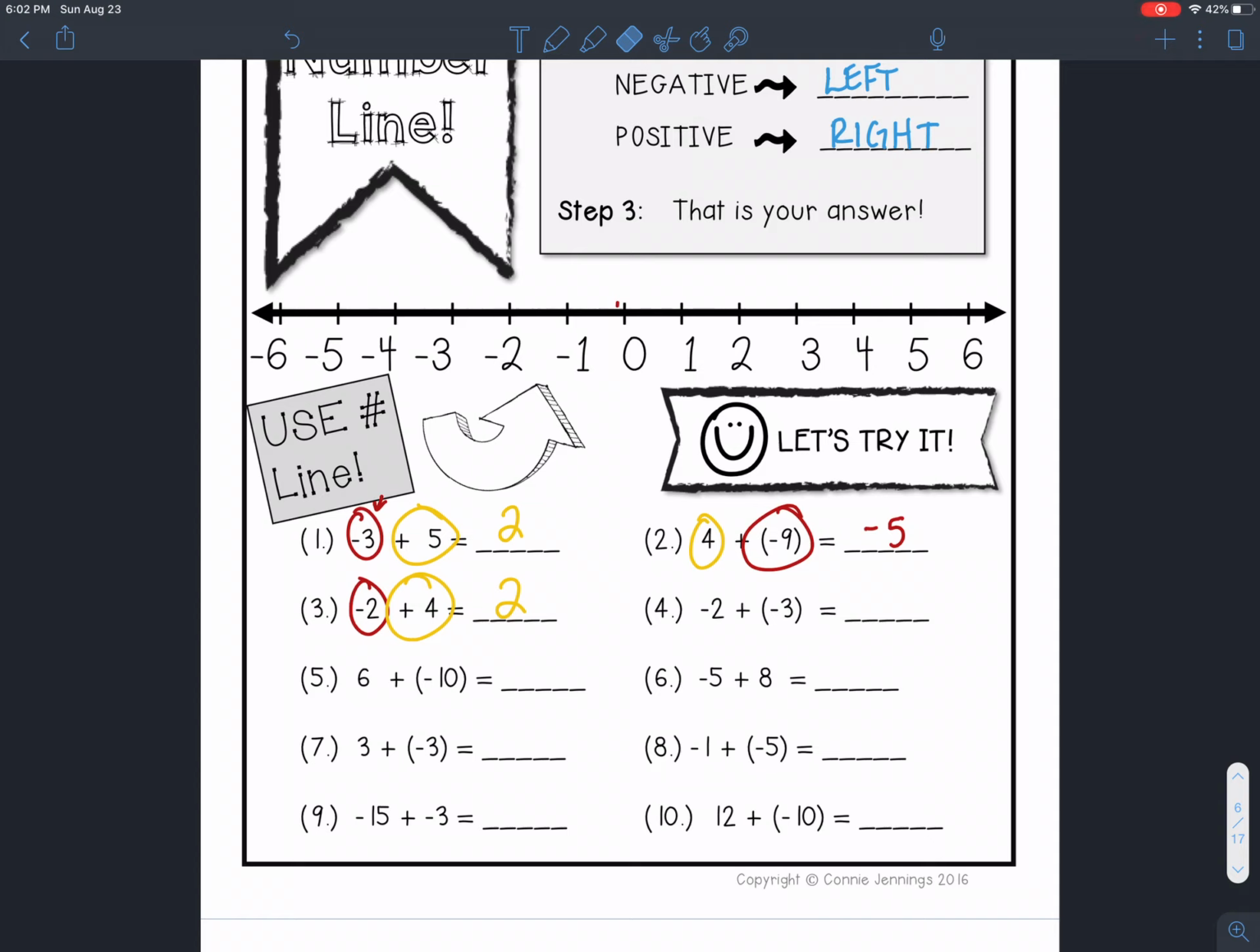Number 4 is a little different. We have a -2 that we're starting with, so we're going to start at 0 and go down 2. But then we have another negative, so we have -3. And negative means move to the left, so instead of going to the right, we're going to keep going down. Down 1, 2, 3, and we end up at -5.